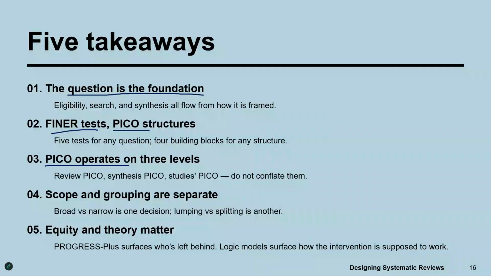Don't confuse them. 4. Scope and grouping are separate decisions. Broad versus narrow is scope, lumping versus splitting is how you group within the synthesis. 5. Equity and theory matter. PROGRESS-Plus surfaces who's left out. Logic models surface how the intervention is supposed to work. Both belong in the protocol.